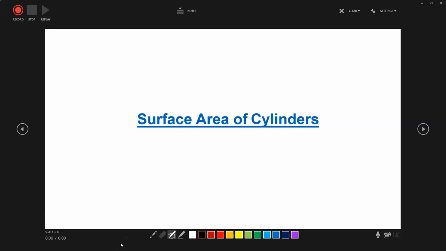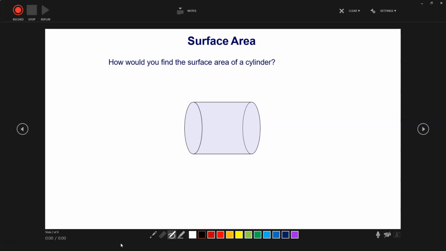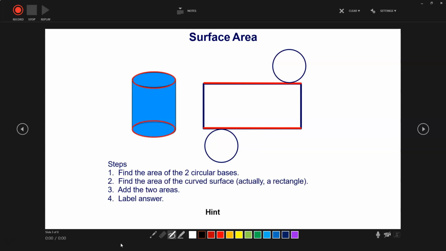We've been learning about surface areas, about different types of shapes, and now we're going to learn about surface area of cylinders. And the question of the day is, how would you find the surface area of a cylinder? Well, it's not as complicated as you may think.